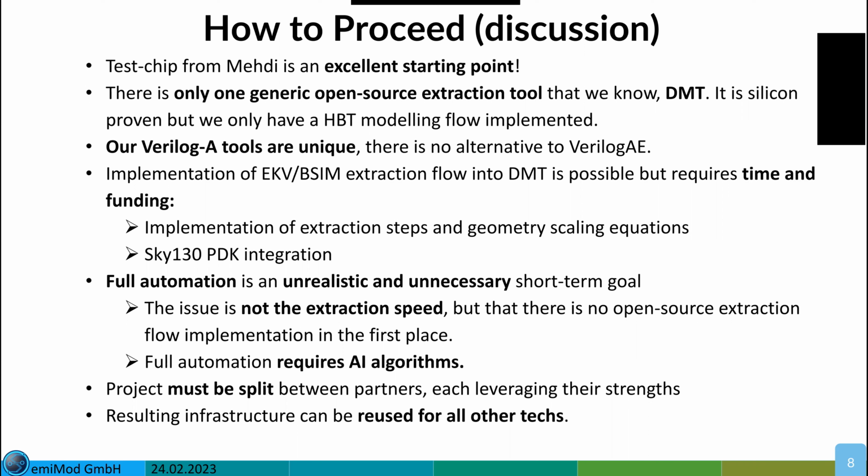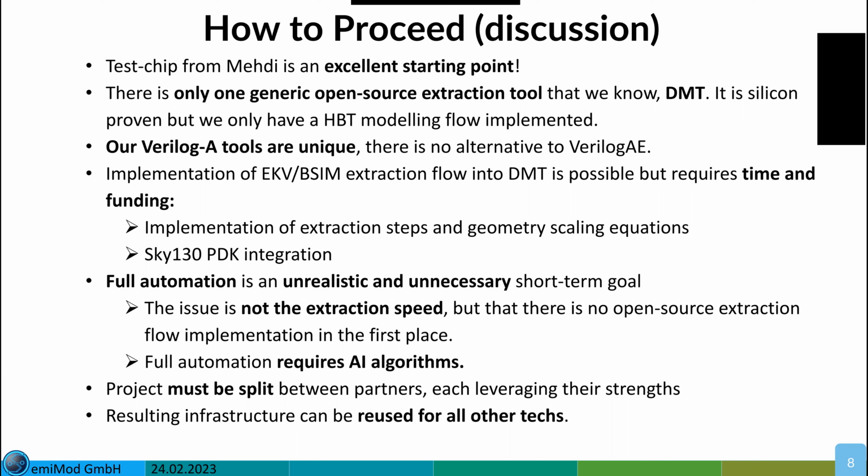I personally think that full automation of the extraction is both unrealistic and unnecessary, at least short term. Long term, maybe. At the moment, the issue we have is not that we have a slow extraction. We have no extraction at all in the open source community. There are some guys in Australia working on fully automated extraction using artificial intelligence, and I think that's the right way to go. But this is really not our problem right now.